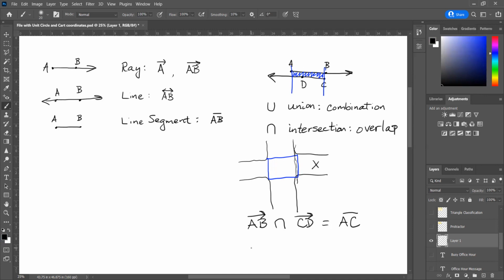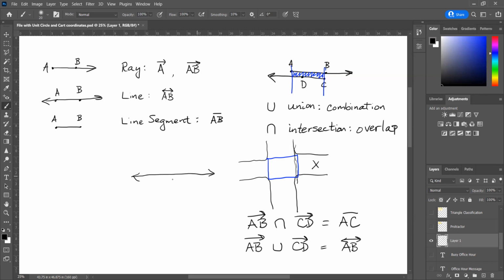Now, if we were to take the union of, say, AB union with CD, we could think of that as placing one right on top of the other. And what is everything that's covered? Well, that's everything. And that becomes line AB, maybe, with extensions going both directions. So the union, we're combining things together. And the intersection, we are seeing where they overlap.